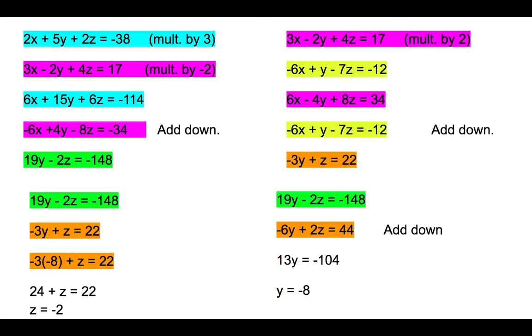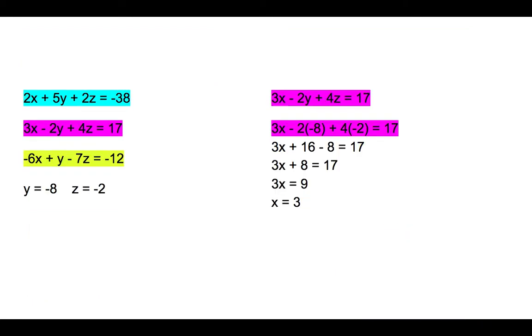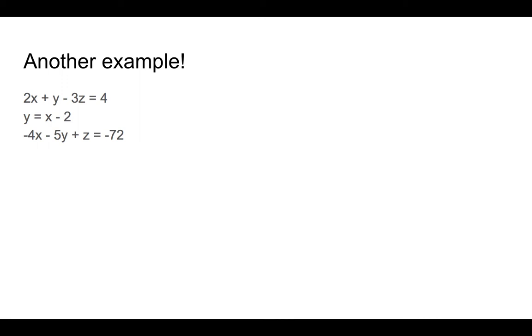So now I have both y and z. I backtrack one step further. I go to blue, pink, or yellow, and I use the z and y numbers to plug in and get x. So I decided to go to pink because it had some of the smallest coefficients. I put the negative 8 in the y spot, the negative 2 in the z spot, did some math and solved and got x equals 3. And so the final answer as a coordinate in alphabetical order is 3, negative 8, negative 2. That's how it works. So let's look at another example.